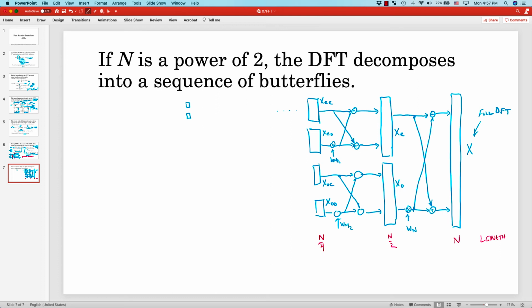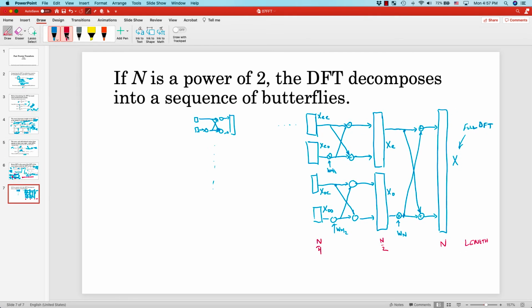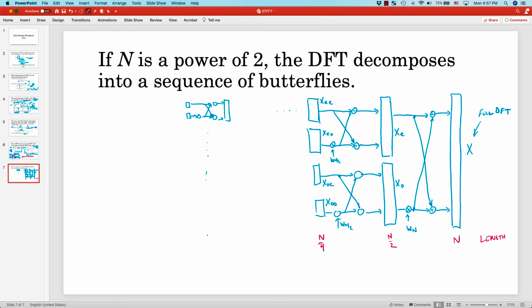2 length 1 DFTs, which aren't actually DFTs, right? They're just the signal themselves. And then the same little mini butterfly structure. And so this is repeated down here until in this stage our length is 1, and in this stage our length is 2. And there's a dot between there.